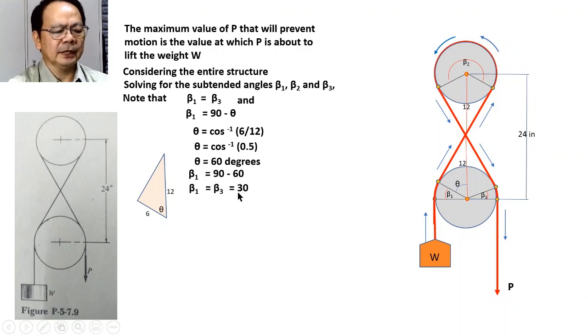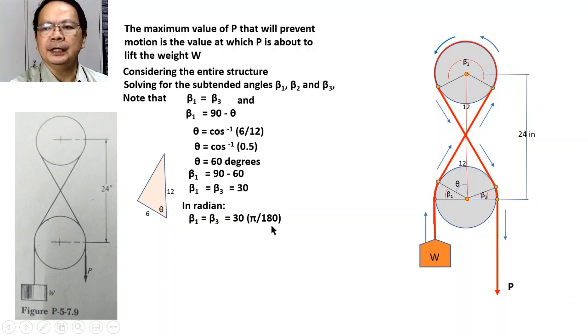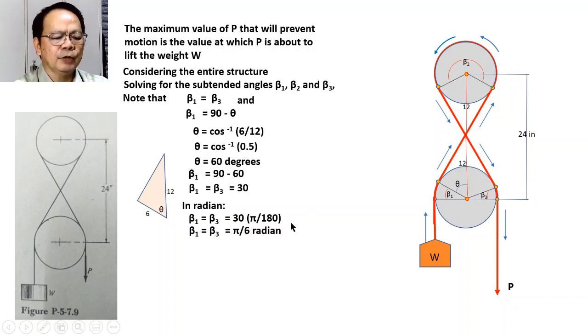And if beta will be expressed in terms of radian, this angle will be equal to 30 multiplied by the factor that is equal to pi over 180, because 1 degree is equal to pi over 180. And therefore, beta sub 1, which is equal to beta sub 2, shall be equal to 5 pi over 6 in radian. Furthermore, we are going to look at this figure.